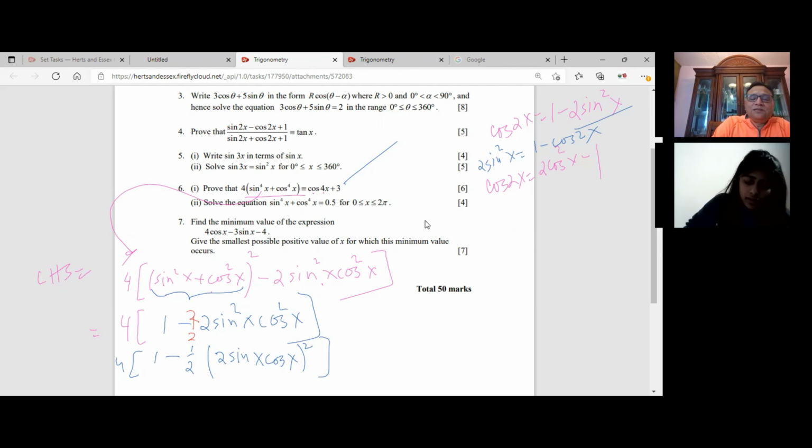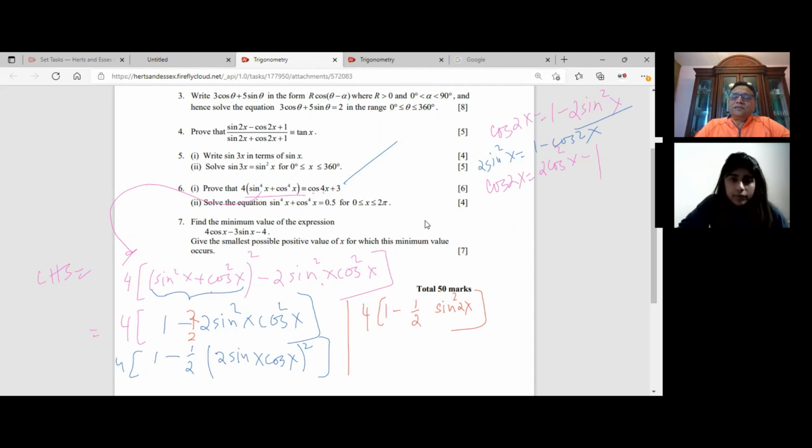So we got 4 times 1 minus half of sine square 2x. You can try this out. Yeah, so that's the same as 1 minus half times sine squared 2x. Think 2x is theta, right? So if I open the bracket, 4 is already there for me, so 4 minus, open the bracket, 4 times half is 2, so 2 sine squared 2x, correct?